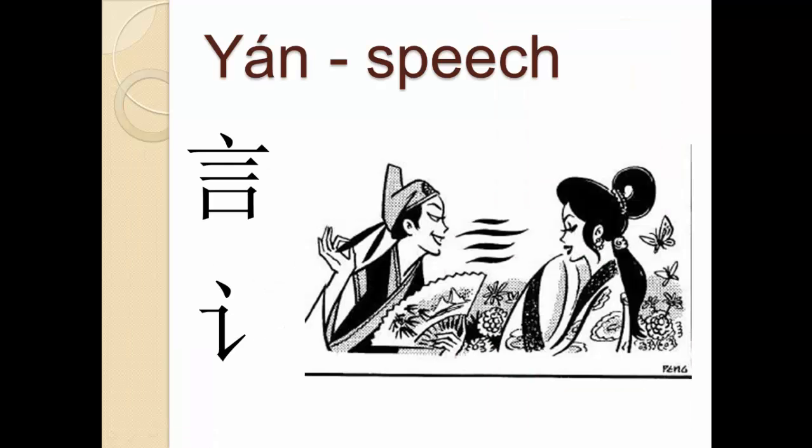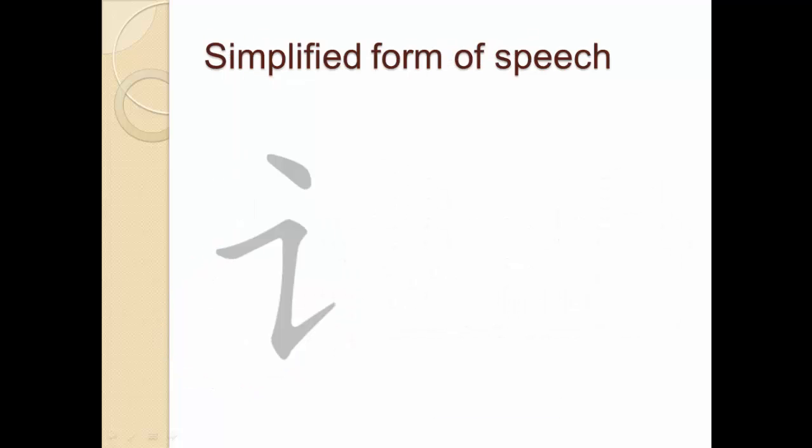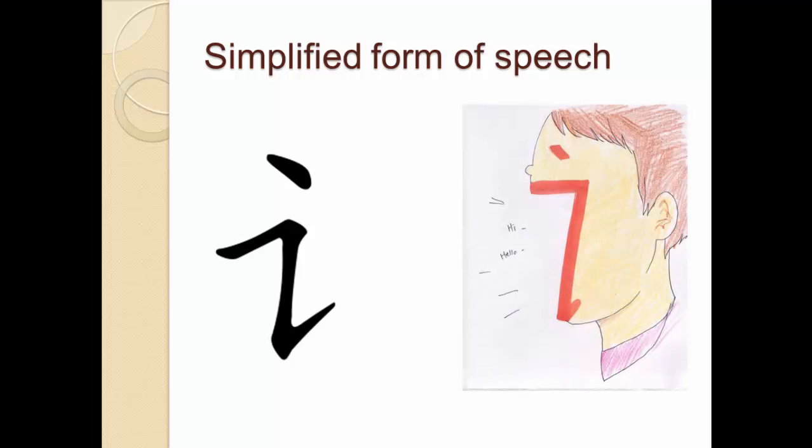Radical number 13 is speech, yan. This is the original form. You need to know the simplified form for our quiz. Here's how you write the simplified form. One of my students imagined it as an eye and a big open mouth for speech.